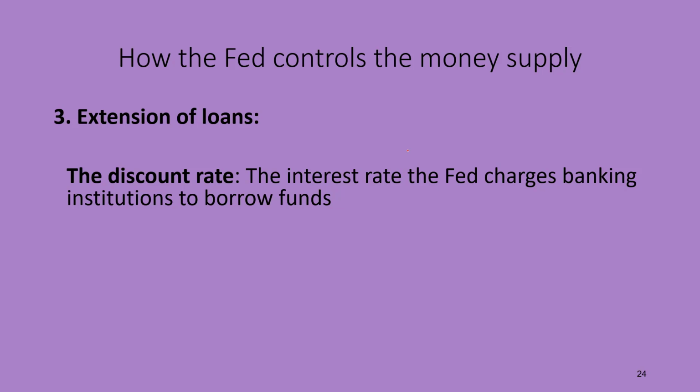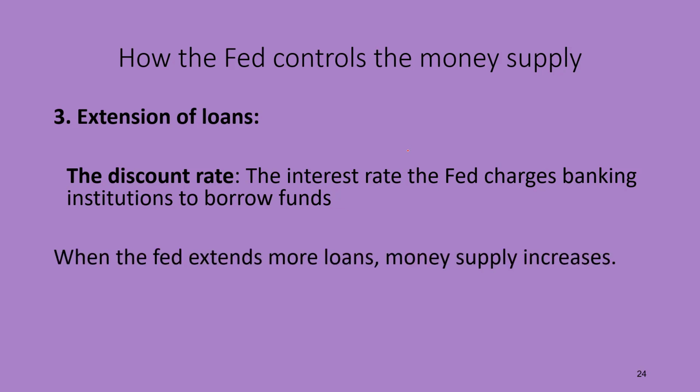So the discount rate is just the interest rate that the Fed charges the commercial banks to borrow funds. With that in mind, as you can imagine, with a higher interest rate, you're less likely to borrow money. With a lower interest rate, you're going to be more likely to borrow money. Well, the same is true for these commercial banks like Bank of America. If the discount rate that the Fed charges Bank of America is lower, then Bank of America is going to want to borrow more money, so the Fed's going to extend more loans, and that's more money that Bank of America can then loan out to other individuals, and that's going to increase the money supply.